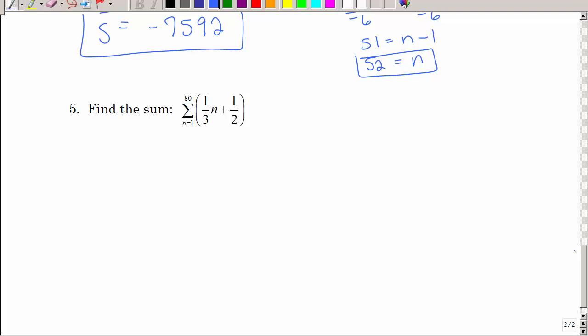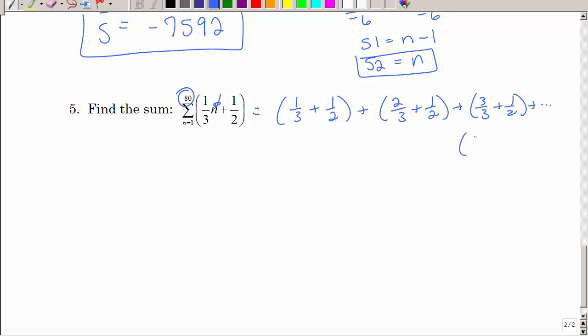Ooh, we have that sigma notation. Again, we find the sum. But let's just verify that that is arithmetic. It certainly is because it's in this section, but let's just verify that. So let's just write out a few terms. So that's 1/3 plus 1/2. Then if I let n be 2, that would be 2/3 plus 1/2. And if I let n be 3, and of course I would keep going to when n is 80.